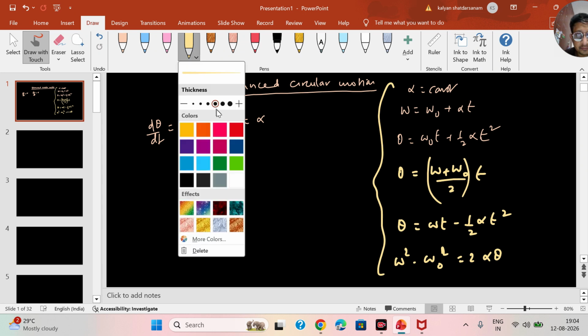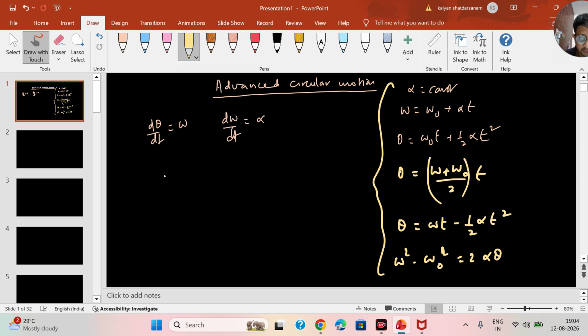Then we also have alpha is, if you divide these two, omega d omega by d theta. This is also useful sometimes.